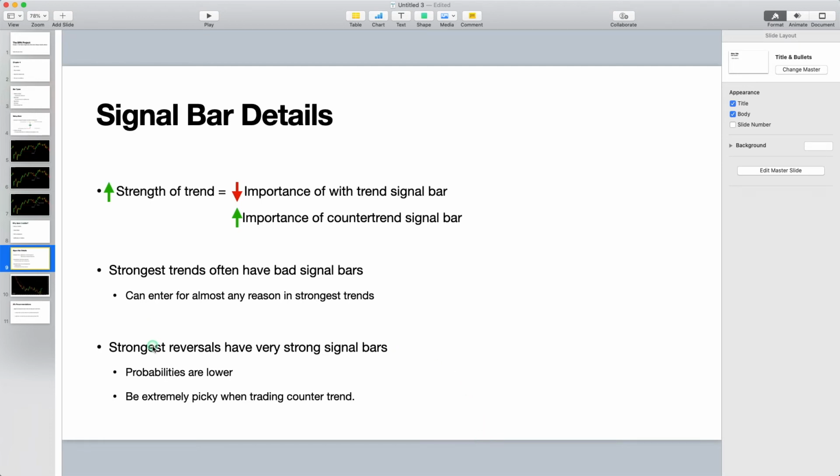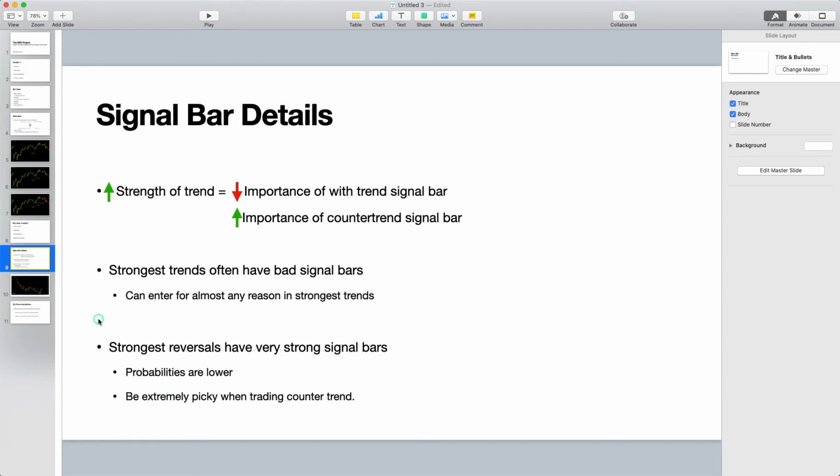And then he says that the strongest reversals have very strong signal bars, and the probabilities of reversals are lower. So it's very important to have a close to perfect signal bar, and you have to be a lot more picky when you're trading counter trend because the probabilities are lower. And so you want everything working in your favor.